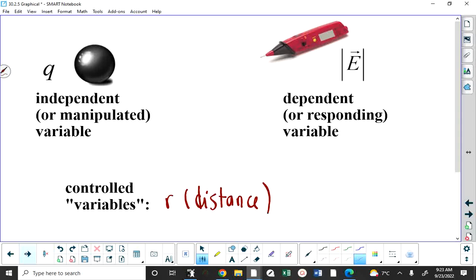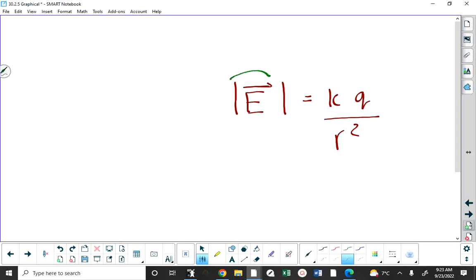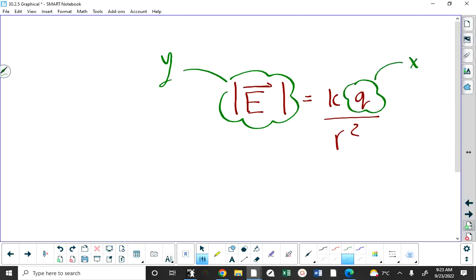Anybody know? Okay, what's the relationship between the electric field strength and the charge? Go to your formula sheet. What's the relationship between electric field strength and the source charge? We were just working with this right at the beginning of class when we went over yesterday's stuff. E equals kq over r squared, right? So in that formula, E, electric field strength magnitude, equals kq over r squared. This is my y. This is my x. R is fixed, but so is k.